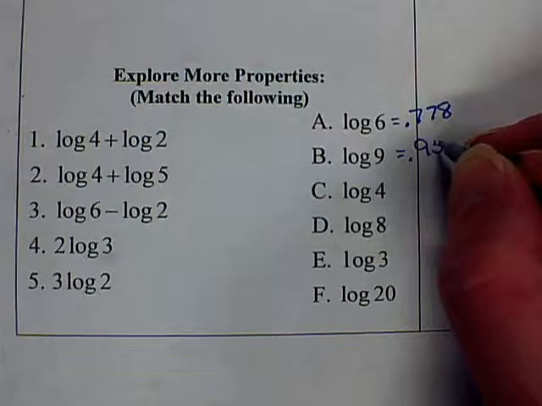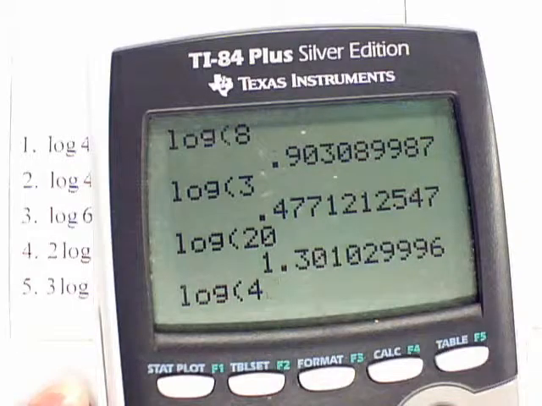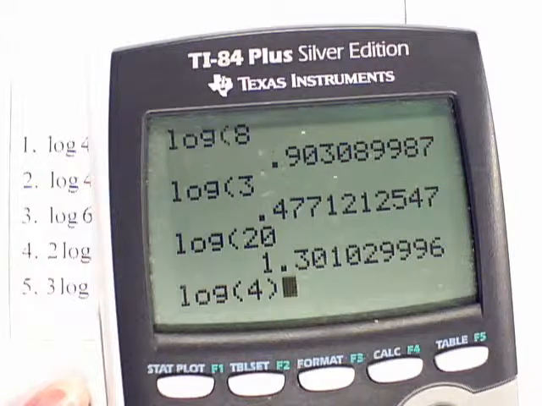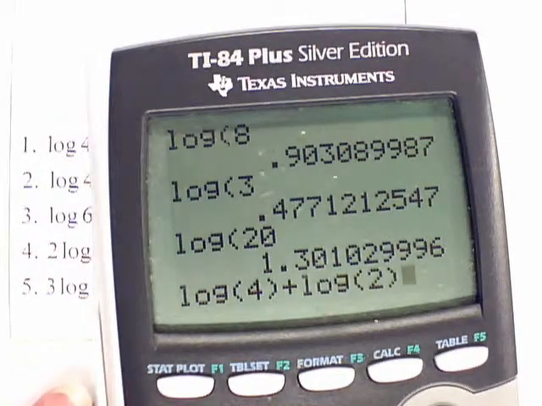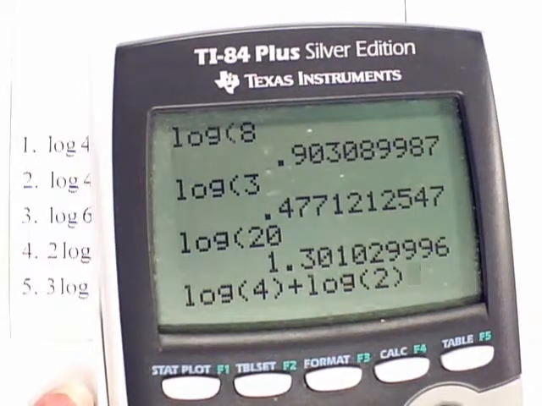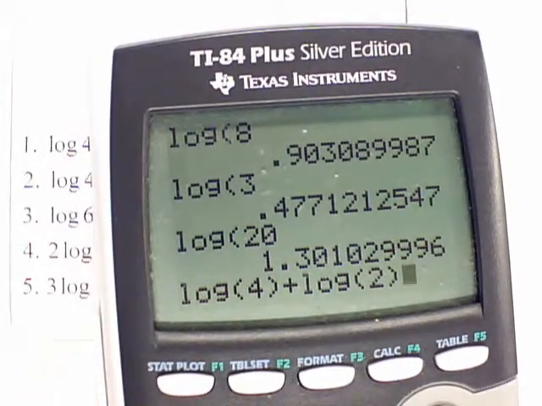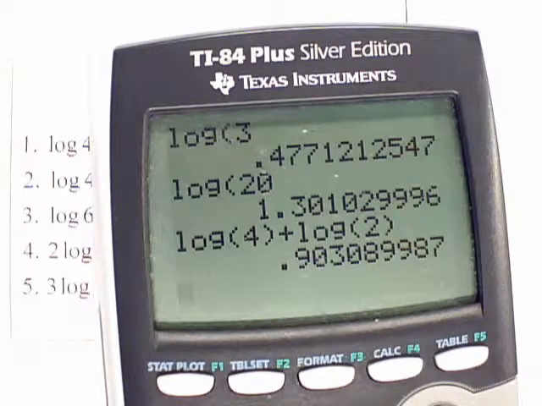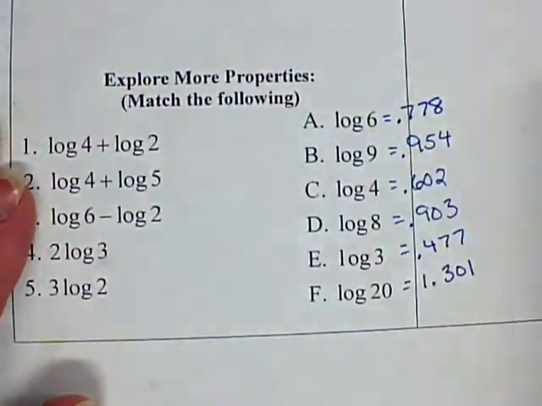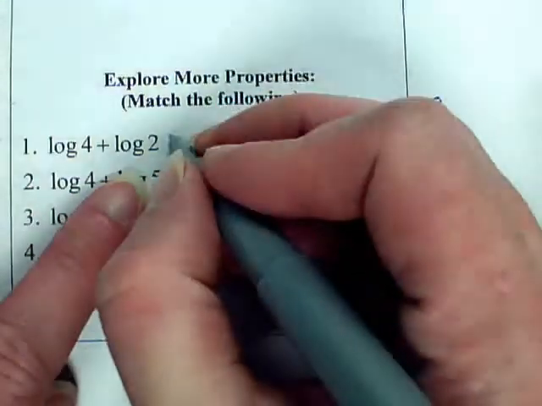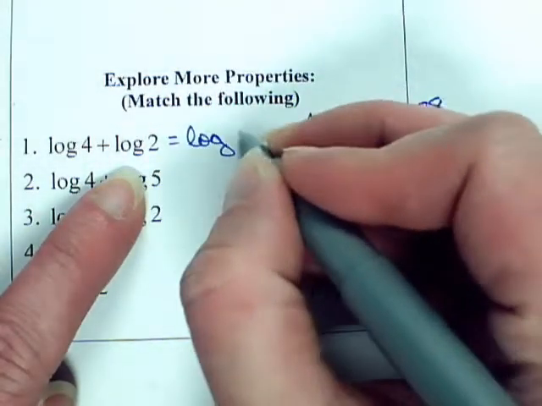So if I put log of 4, now just a reminder, when I put that in, I want to close the parentheses behind the 4 so I can put the log of 2 next. And that will tell the calculator to be very careful. Now, the thing I want you to think about, what do you think this is going to be? Now, some might guess it's going to be log 6. Let's find out what it is. I get 0.903. 0.903 is actually the log of 8.